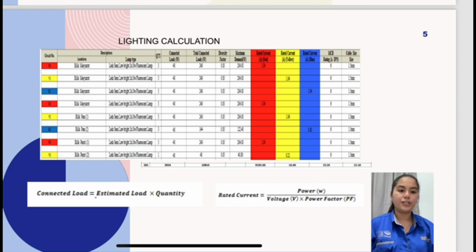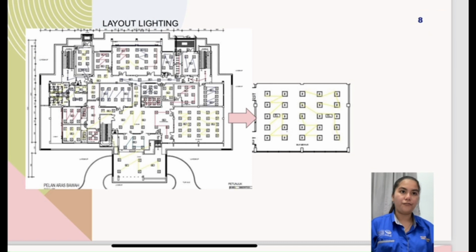We must do the calculation: maximum demand divided by 230 multiplied by 0.865. The rated current values cannot be accepted if they differ by 10% until 50%. The load value must be the same or not significantly different on the 3 rated currents. MCB 6 for lighting and the cable is 1.5 mm.